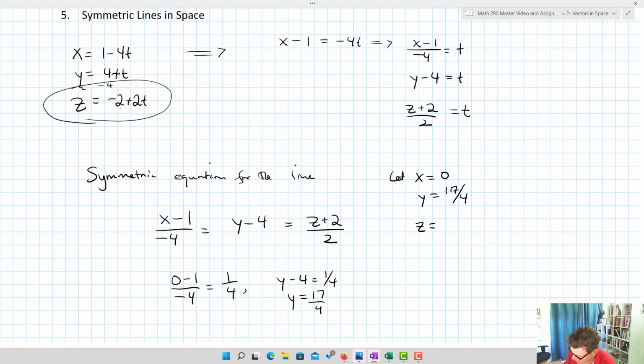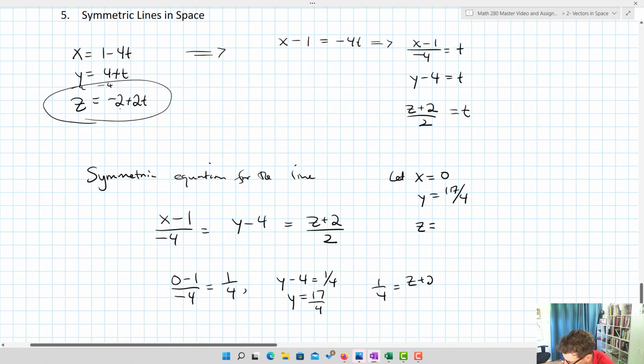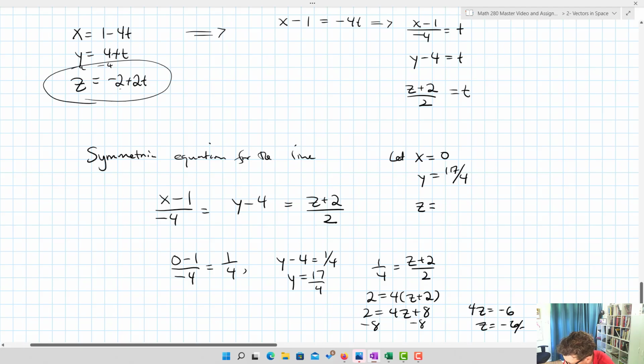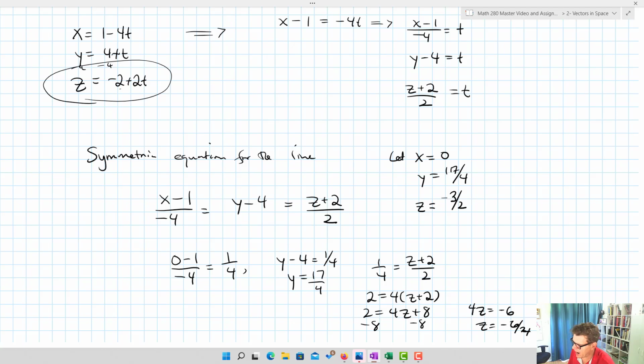And then for z, if we take 1/4, we get 1/4 equals (z plus 2) over 2. And so consequently that means that 2 equals 4 times (z plus 2), just cross multiplying. And so 2 equals 4z plus 8, excuse me, plus 8. Subtract 8 from both sides, we end up with 4z equals -6, so z equals -6/4 or -3/2. And so if we allow x to equal 0, we can now find y and z just by plugging in that value for x and then utilizing the symmetric equations.